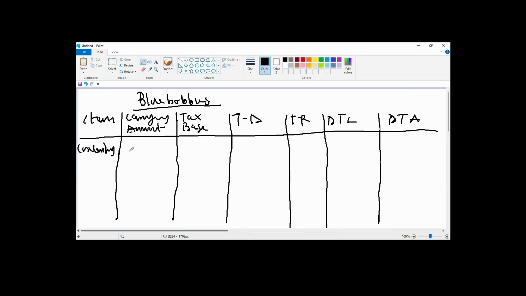Carrying amount 1130. You have created a temporary difference of 120. What is the tax rate? Is it a deferred tax liability or a deferred tax asset? It's an asset, a deferred tax asset, because the carrying amount is less than the tax base. How much? 30%. 36.